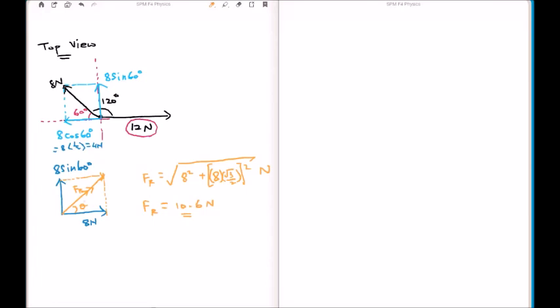And the angle, this angle, in degrees, I will use arctangent of this magnitude, sine 60 magnitude, over 8 Newton, and therefore it should be 41 degrees from the 12 Newton. 41 degrees with respect to the 12 Newton force. Okay, so this is how you resolve two forces.